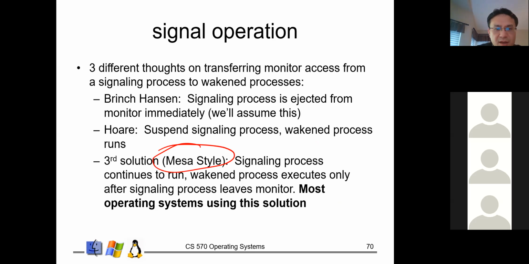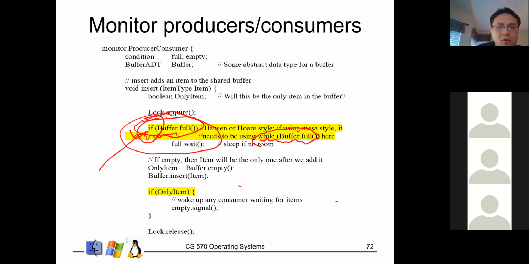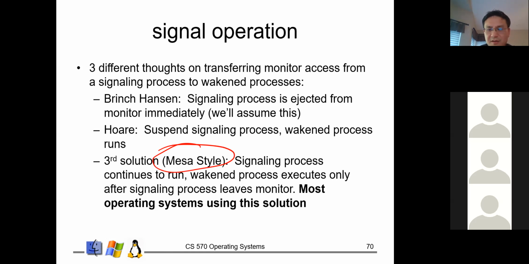Remember what the message style is doing. It would let the signaling process continue to run. The awakened process can only execute after the signaling process leaves the monitor. So why in the message style do we want to use while buffer full here? Can anybody give me an idea? You know what I'm trying to talk about, right? What are the differences here?